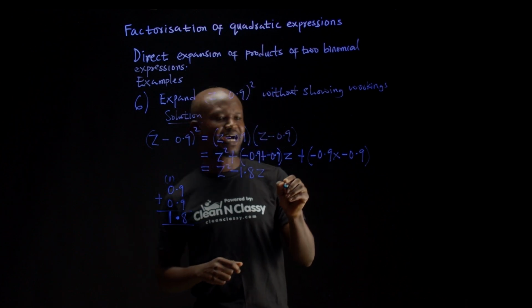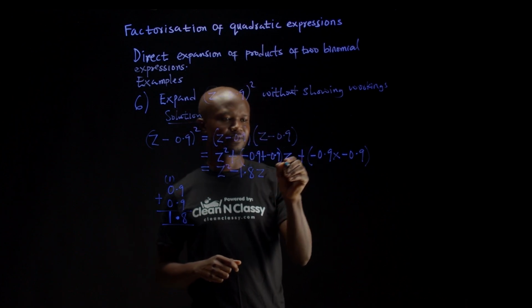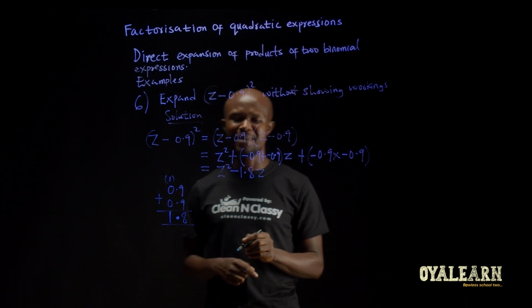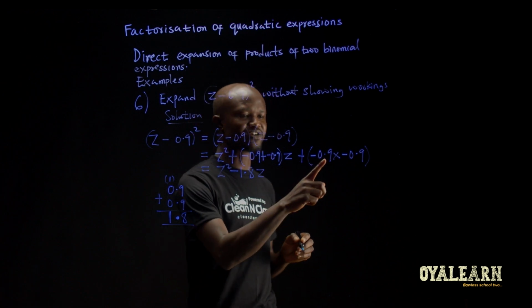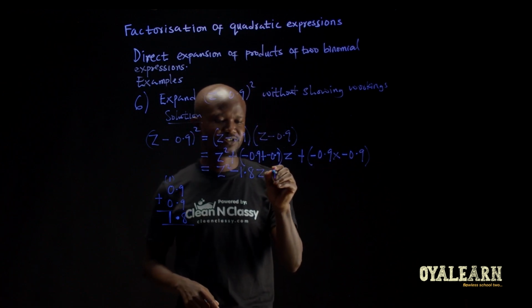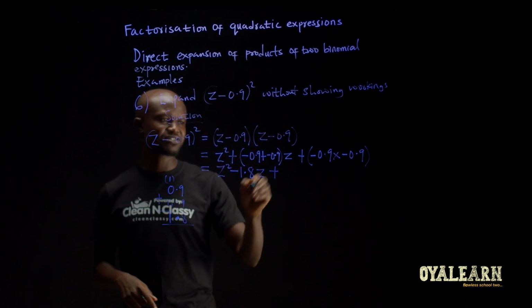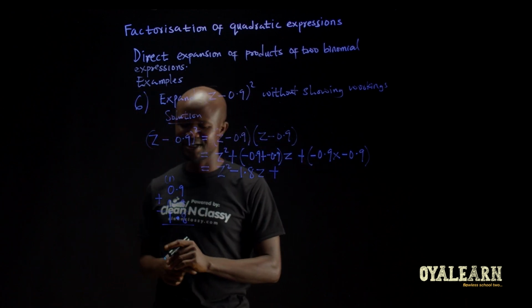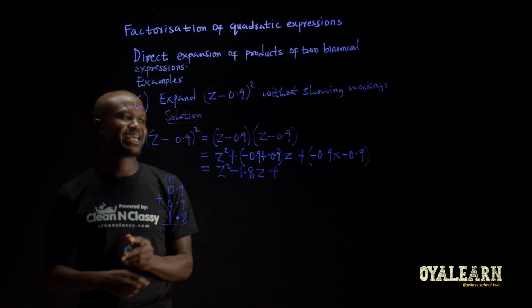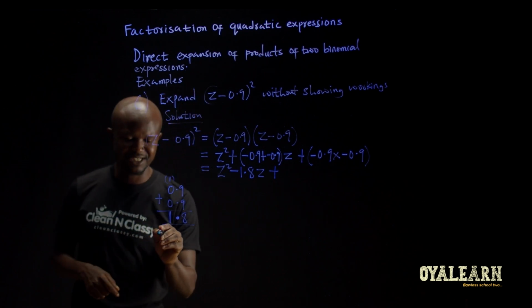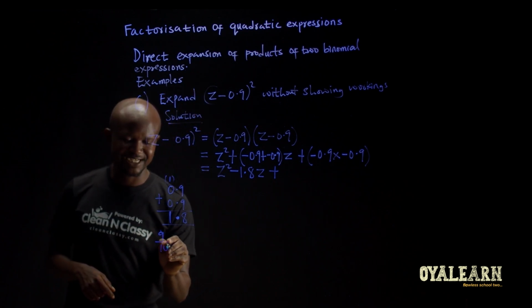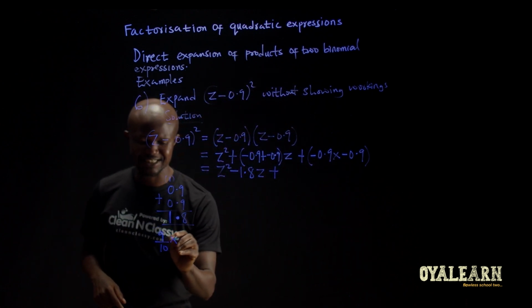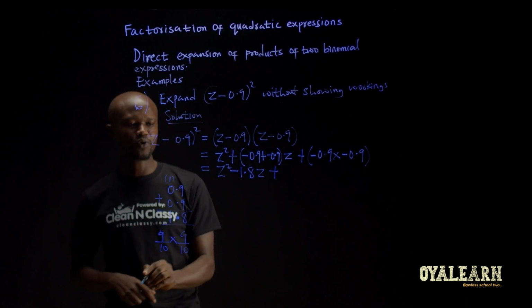Now, we have the last term. −0.9 times −0.9. Minus times minus will give us what? Plus. Now let's look at the multiplication of 0.9 times 0.9. 0.9 in proper fraction is the same thing as what? 9 over 10. And is 0.9 also the second one? That is times 9 over 10. What will that give us?